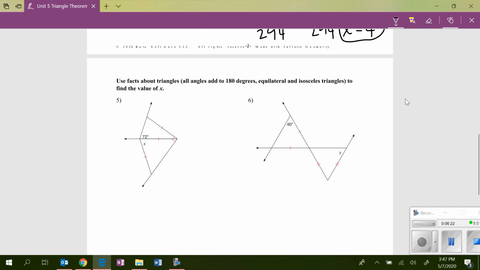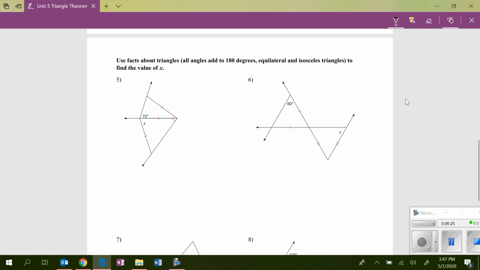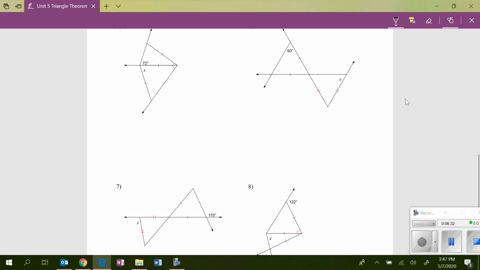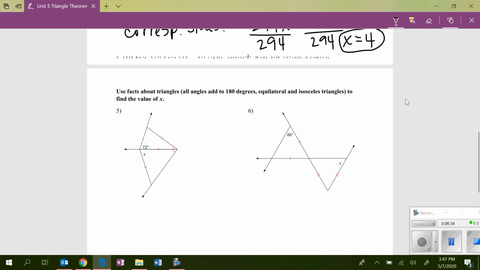Now we have solving for angle degrees. So we're going to have to use our knowledge about isosceles triangles, equilateral triangles, our exterior angle theorem, sorry, and knowing that all angles in a triangle add up to 180 degrees. I kind of forgot to mention that. And also your supplementary angles, complementary angles, right? Complementary angles add up to 90 degrees, supplementary angles add up to 180 on a straight line.